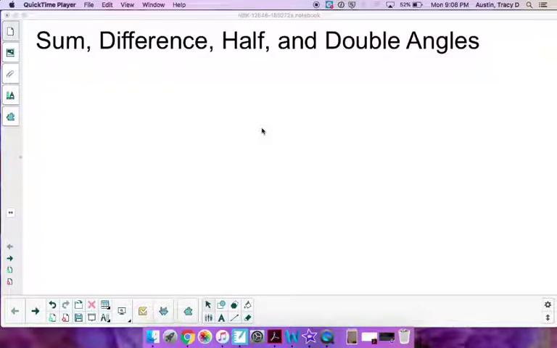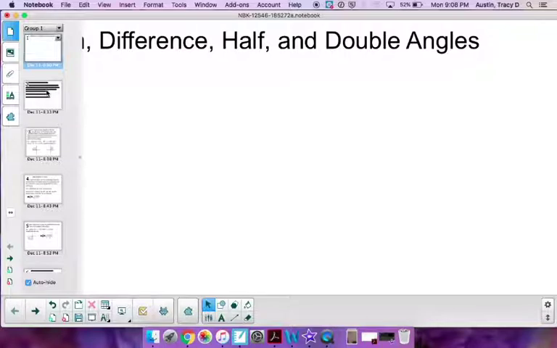Today we're going to talk about sum, difference, half, and double angles, and when we use them and how we use them. Okay, and I know there was always some confusion about half and double angles, about making sure which sign you're supposed to have on it. So we'll talk about that today too.